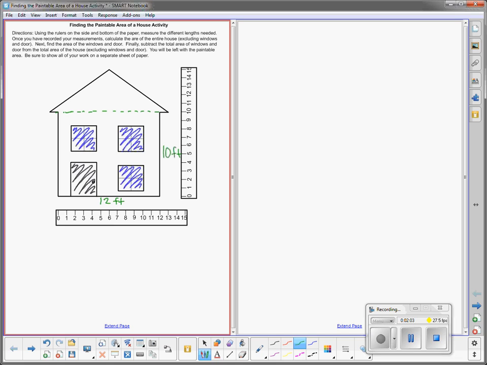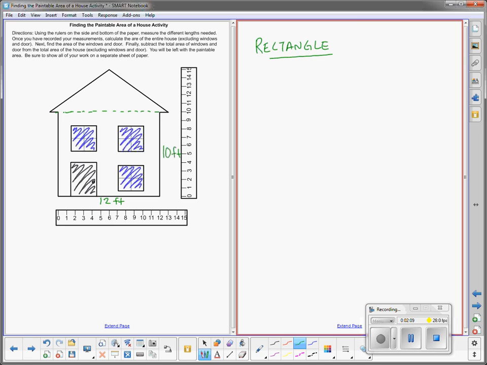So over on this side, I'm going to write rectangle. Area equals base times height. And the area of that rectangle, the base is 12 and the height is 10. So I will multiply to find what the area of the rectangle portion of the house is.